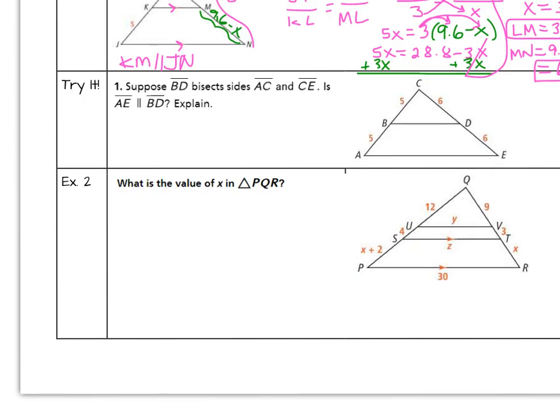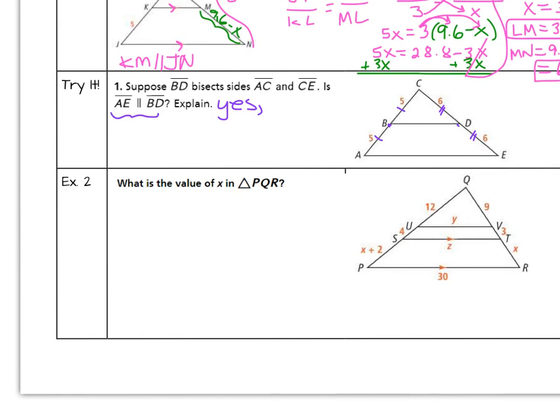The next one, suppose BD bisects AC and CE. So notice point B on the left bisects the top and the bottom, and point D on the right also bisects that right-hand side on top and bottom. Would AE be parallel to BD? Well, yes, they actually would. And explain how you know.